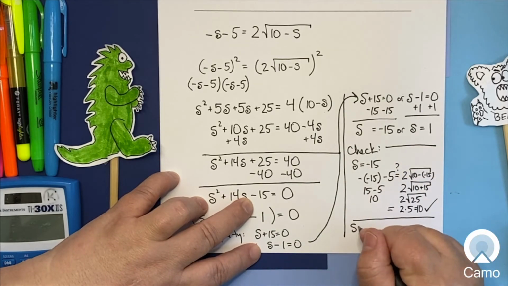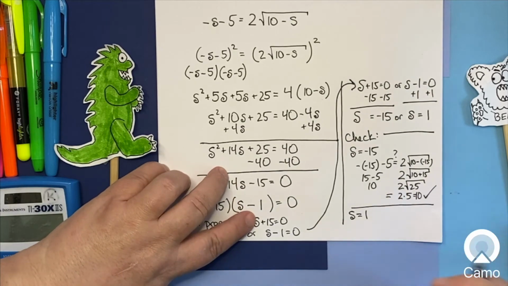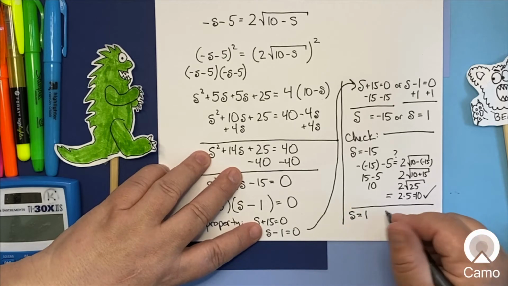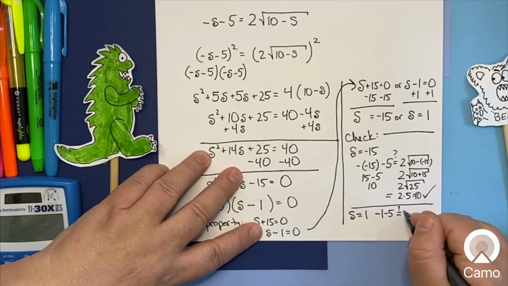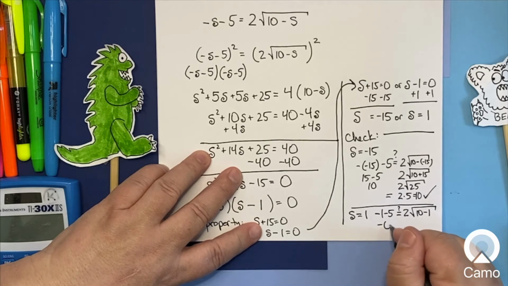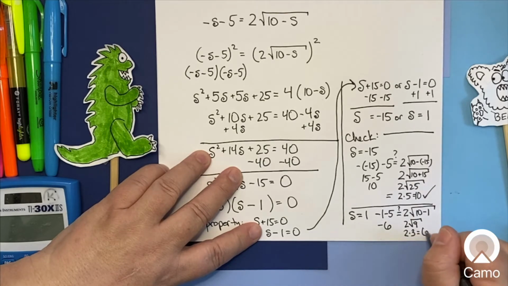Let's try s equals 1. Let's see if I can kind of smush it in here. It's always fun when you can smush. So when you plug in 1, we get negative 1 minus 5. Is that equal to 2 times radical 10 minus 1? Now over here I get negative 6. And over here I get 2 radical 9. So that's 2 times 3, which is 6.